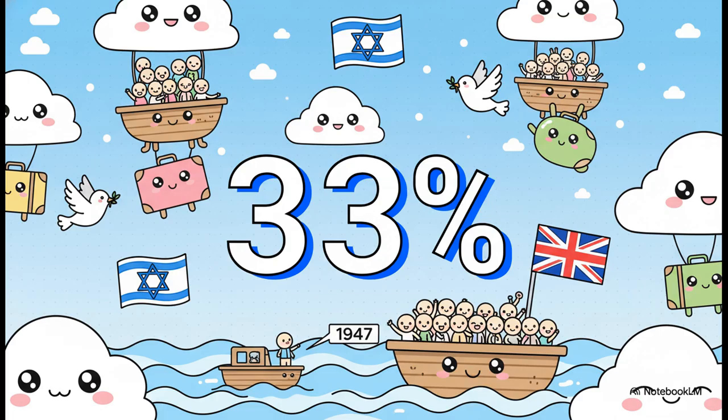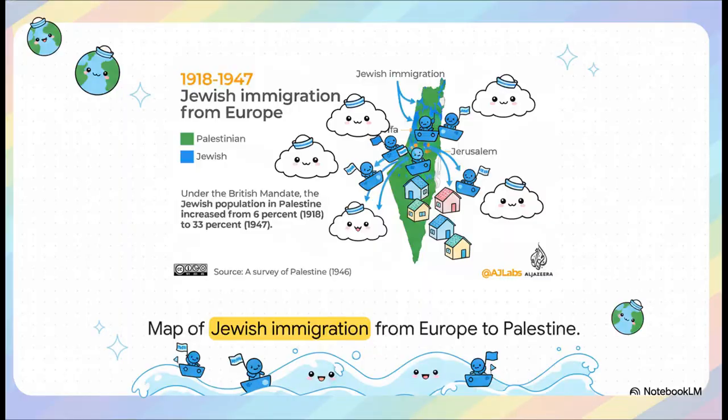Between 1918 and 1947, under the British Mandate, the Jewish population in the region skyrocketed from just 6% to a massive 33%. That is a gigantic demographic shift over just a few short decades, fundamentally altering the societal makeup of the entire territory. And it wasn't spread out evenly either.